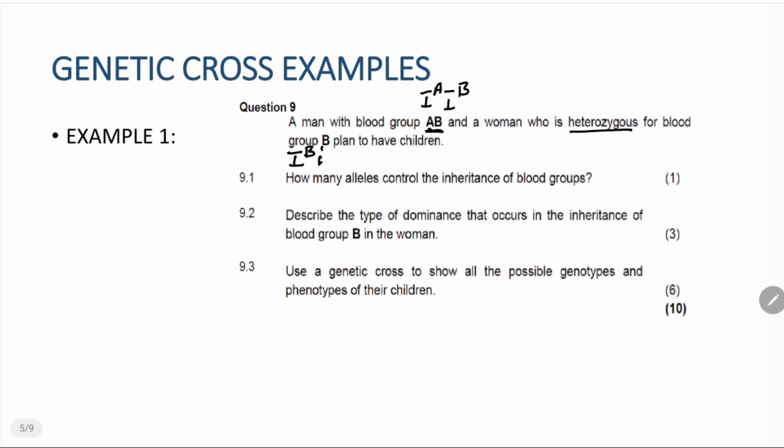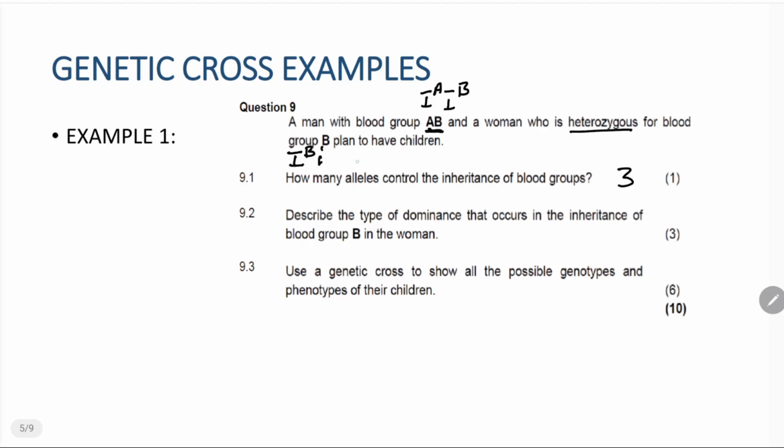Let's try to answer the questions. 9.1. How many alleles control the inheritance of blood groups? We know there is a grand total of 3 alleles that control the inheritance of blood groups, right? 9.2. Describe the type of dominance that occurs in the inheritance of blood group B in the woman.